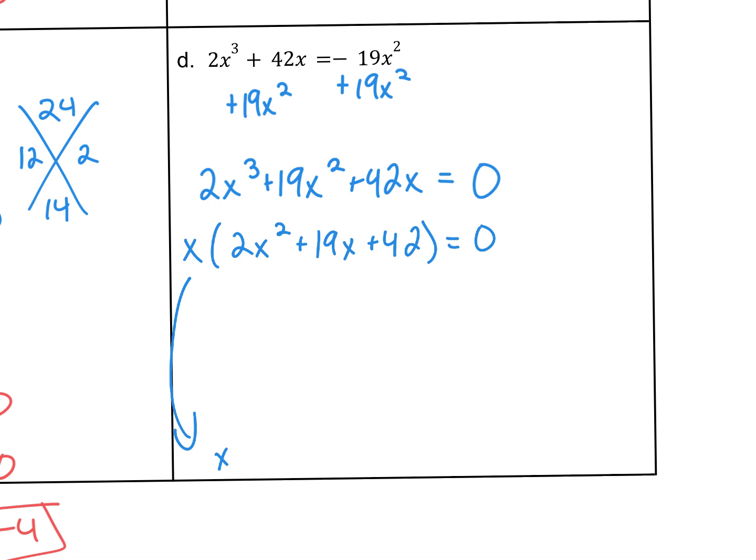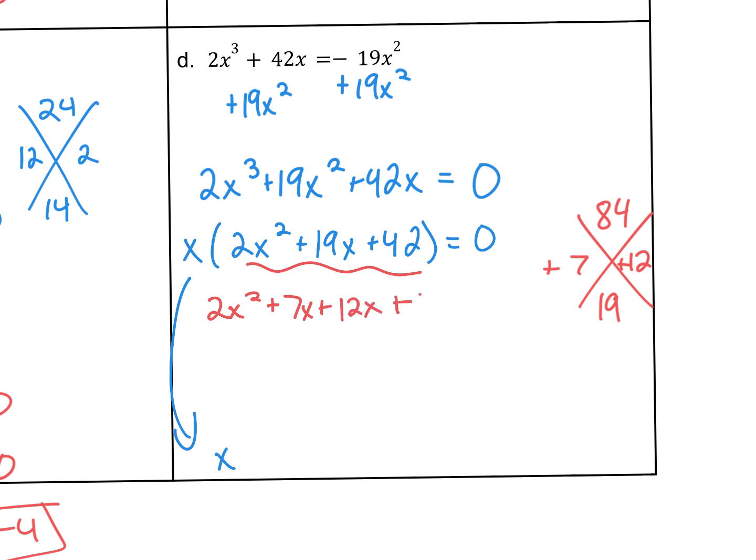And then we look at this inside. And we ask ourselves, how do we factor it? We do the x method. So 2 times 42 gives me 84 on the top. On the bottom, I've got 19. All right, 84 does have a lot of factors, but when we do this, we should have got 7 and 12. So 2x squared plus 7x plus 12x. You could have flipped the order as well. Now we are grouping.